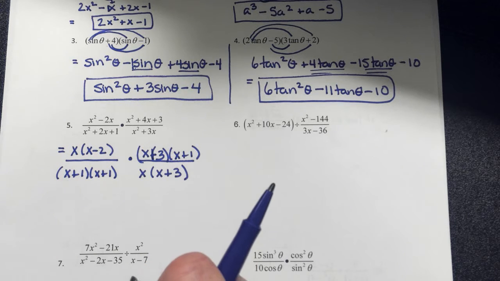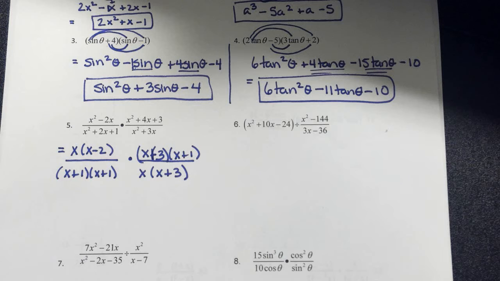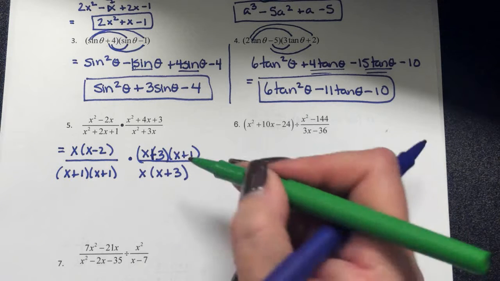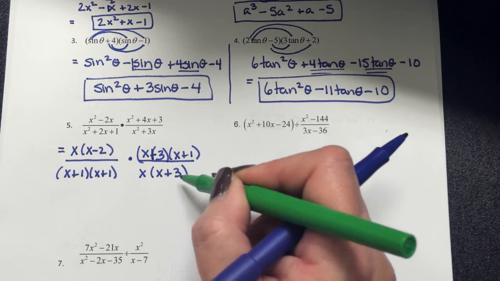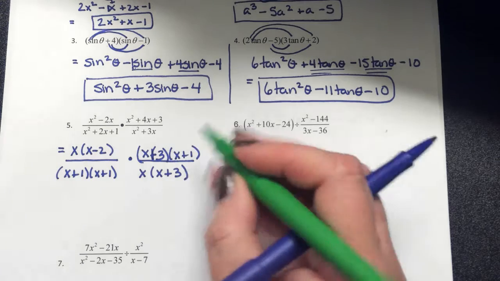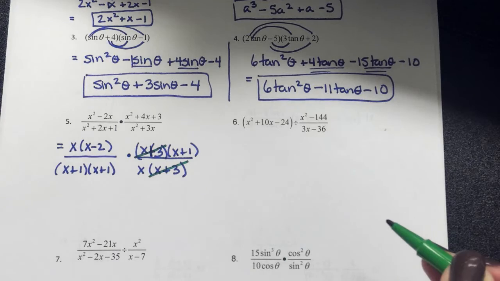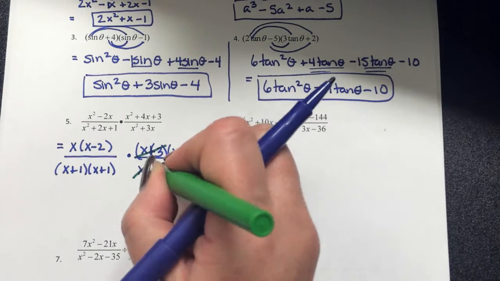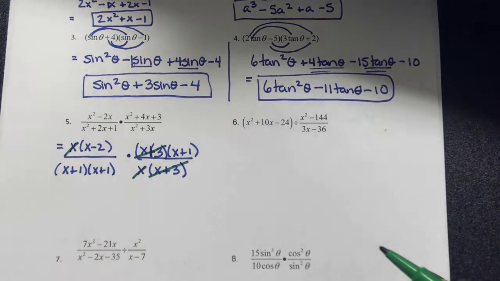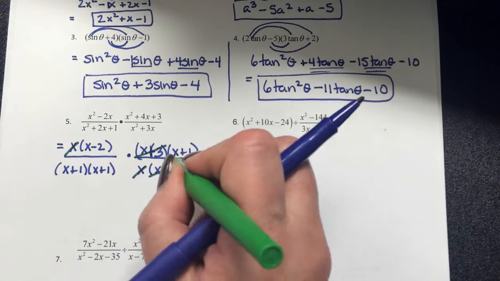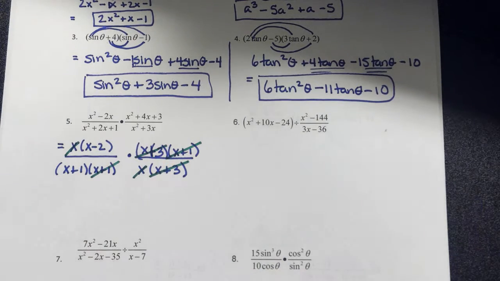What you want to try and do is you can cross cancel common factors, so look for what's the same on the top as is on the bottom, and you can cross those out. Notice I have an x plus 3 on the top here and an x plus 3, so I can cancel out that common factor. I have an x down here and an x over here. I can cross that one out. I can cross cancel an x plus 1 as well. Now whatever's left, I'm just going to multiply straight across.